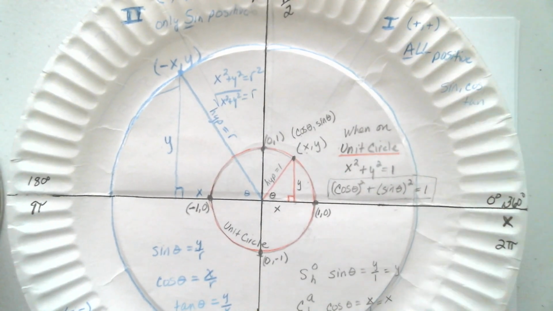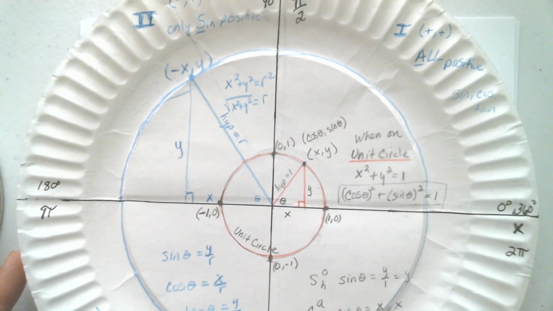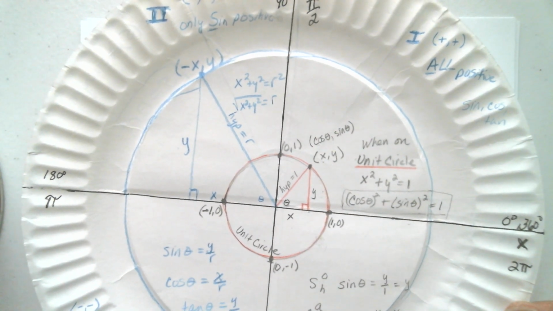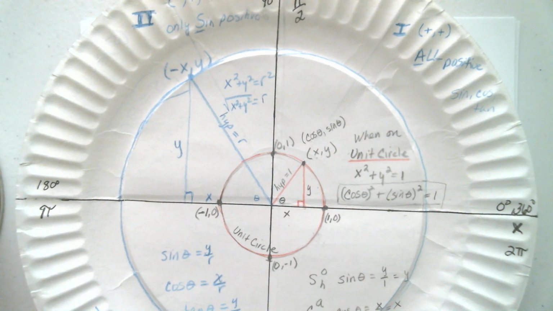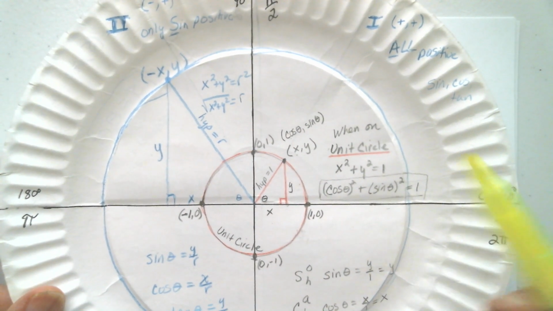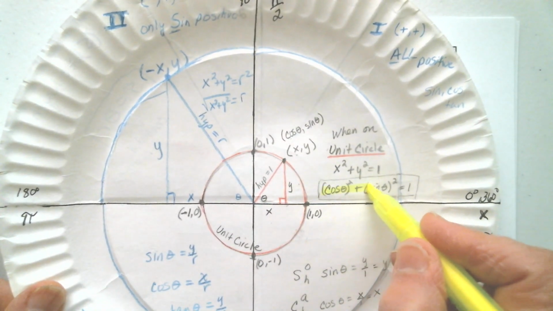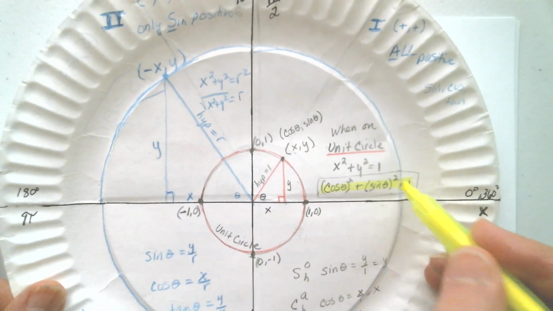Before we start our work in the textbook, I just wanted to recap our paper plate. We will be adding just a few more things to it in tomorrow's lesson. But this is very important here. I can't emphasize enough the Pythagorean identity, which says that cosine theta squared plus sine theta squared equals 1. That is true for any angle.